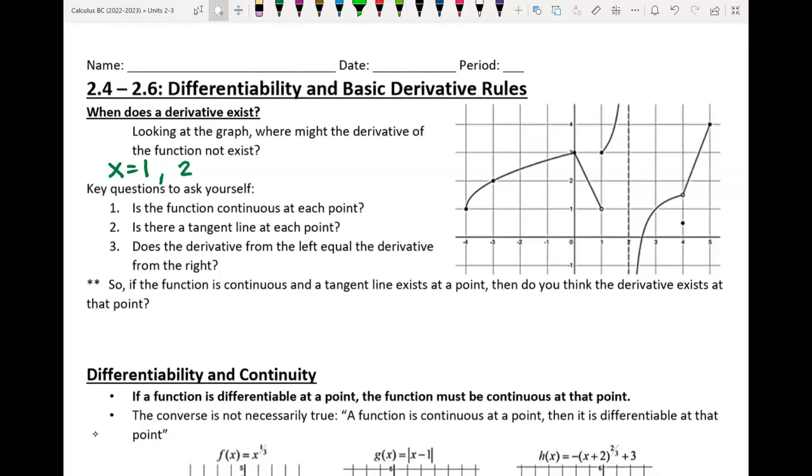Okay. So at 2 we have, let me actually write those down. So this is going to be a jump because of the jump. At 2 because of that vertical asymptote. Okay. Let's see. Lydia, give me another one.